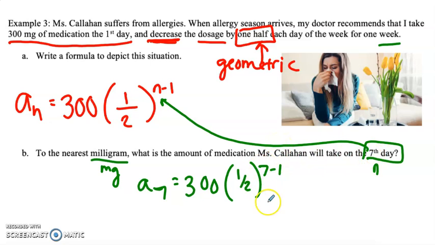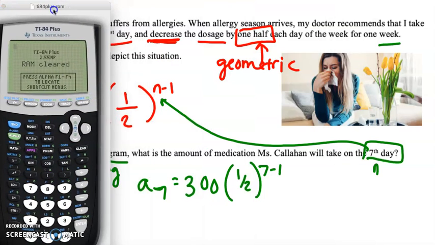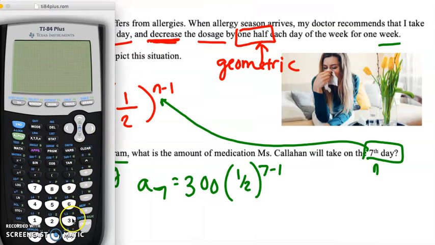So let me show you really quick if we have forgotten how to type a fraction in the calculator. We'll come over here. So go ahead and type 300 in, parentheses, again a fraction is the alpha button, the y equals button, and then the enter button. Go ahead and hit 1 over 2. And then we're going to raise it to the exponent of 7 minus 1. You can type in 7 minus 1, or you can just type in 6.